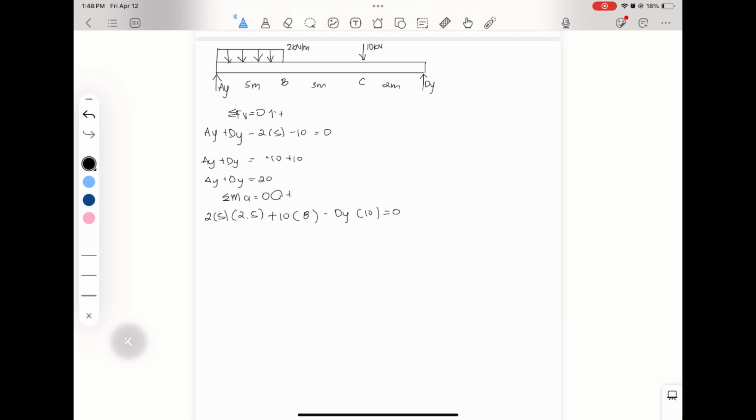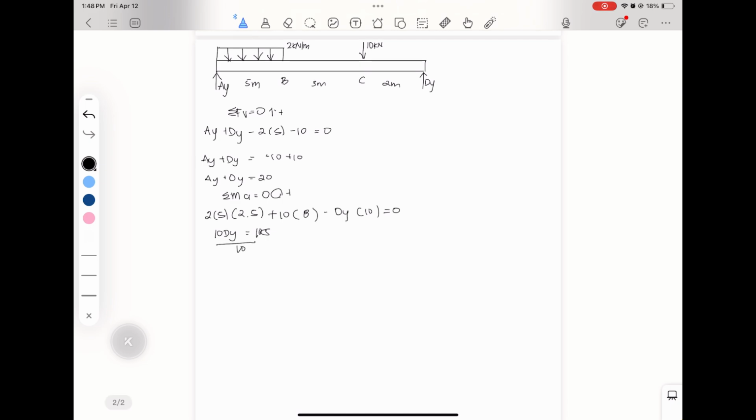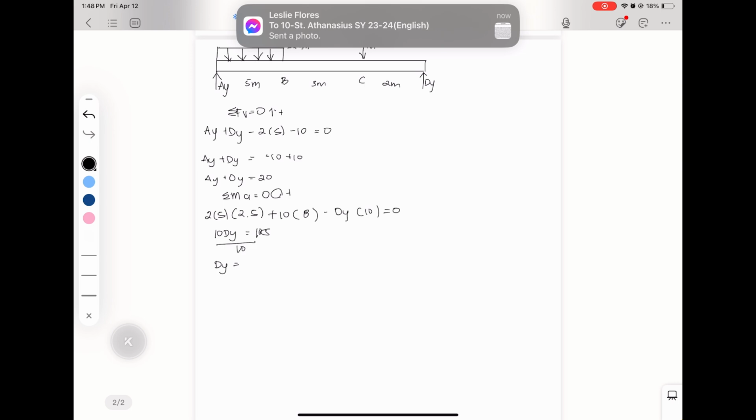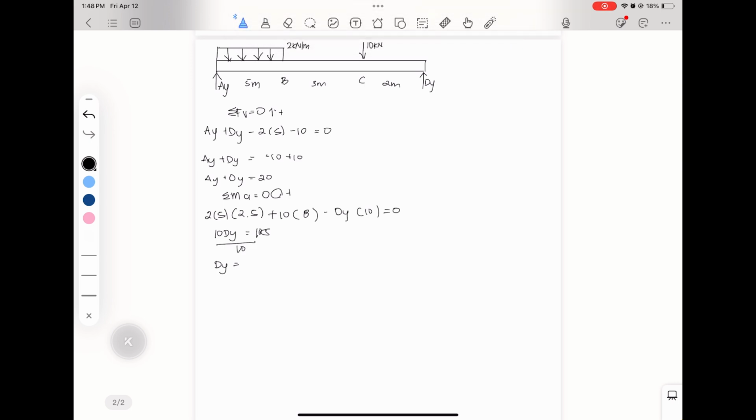So you just have to transpose DY. So 10 DY is equal to 2 multiplied by 5, 2.5, plus 10, 8. So it's 105. So to get DY, just divide it by 10. So DY is equal to 10.5 kilonewtons.